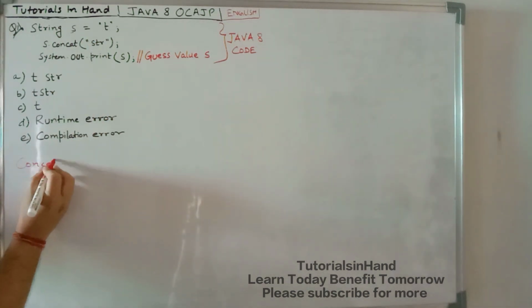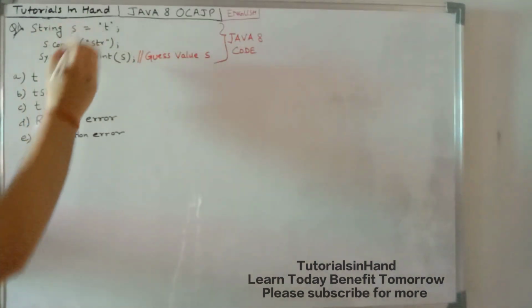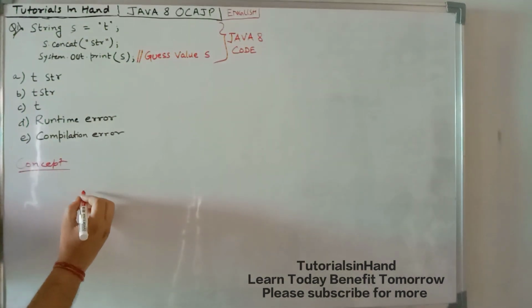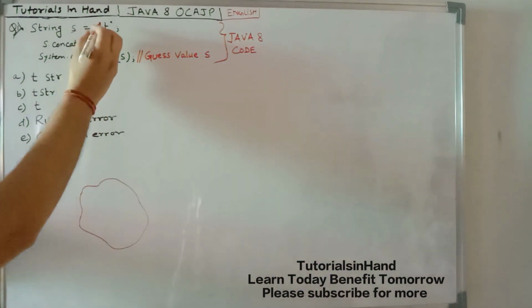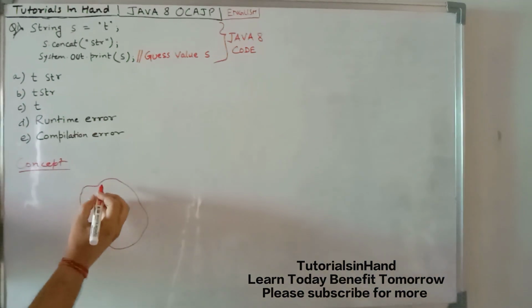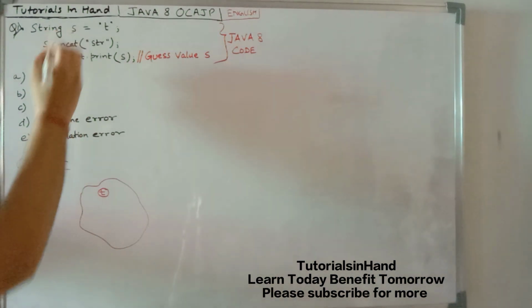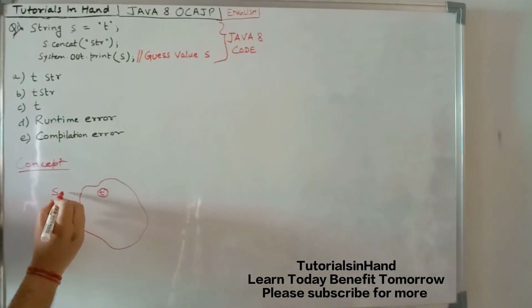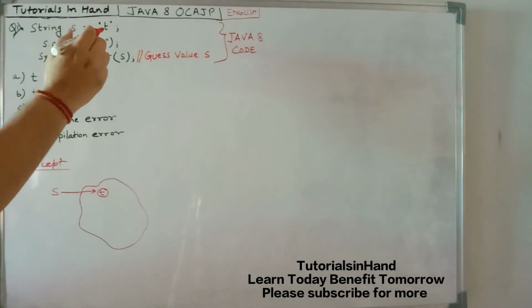If we go by the concept, when you write the first line, string s = "t", it checks in the string constant pool whether this "t" exists or not. If it does not exist, it will make one object with the value "t", and it will assign that object to this variable s. So this is what happens on the first line.